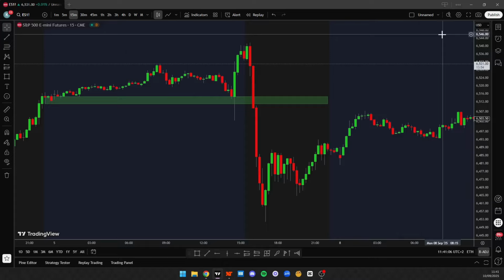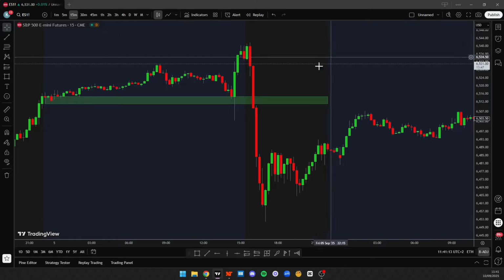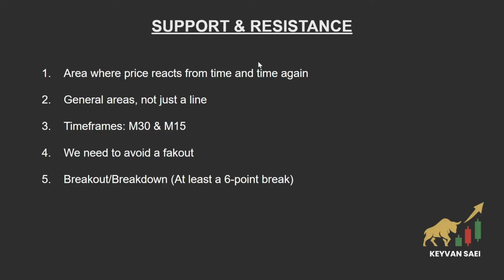So in today's video I wanted to show you how I trade the breakouts and the breakdowns of support and resistance levels. Okay, so let me just start off with covering a few points. Support and resistance is obviously an area where price reacts from time and time again. This is not just a line, it is a general area. These are zones, right? So you cannot be trying to trade just a line. That is not the best way to go.